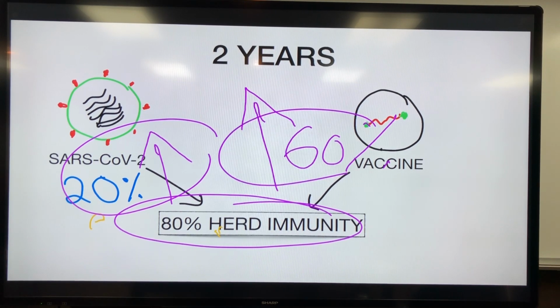Now that new strain that's coming out that's more infectious, it may be a 7. That might mean that this 80% has got to be 83 or 84% if you look at the math. But it's still going to be close to 80. Okay, you got me?